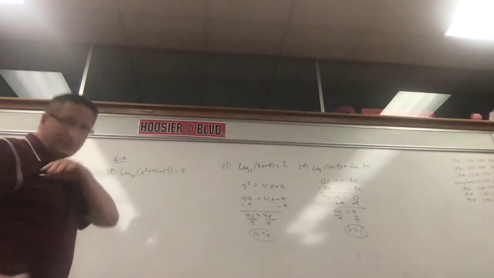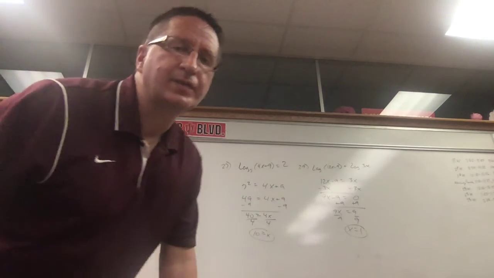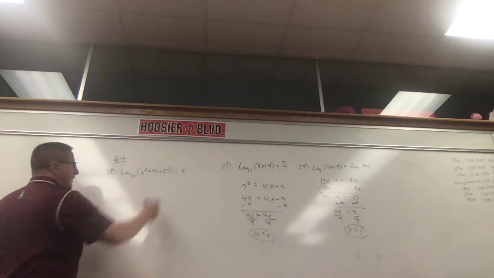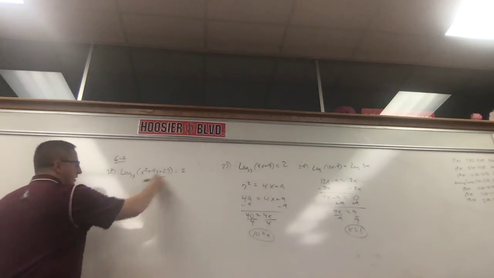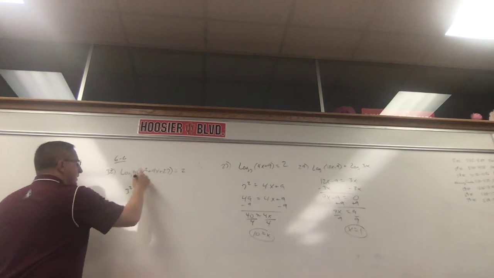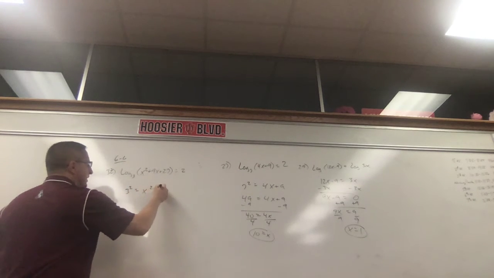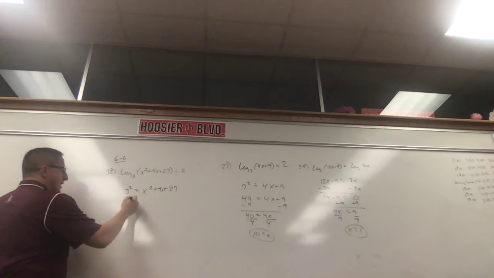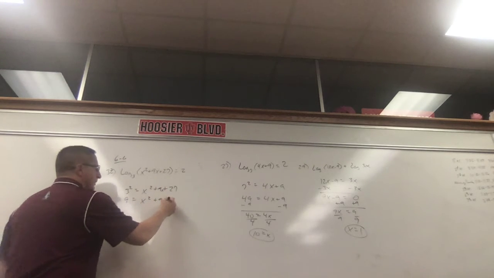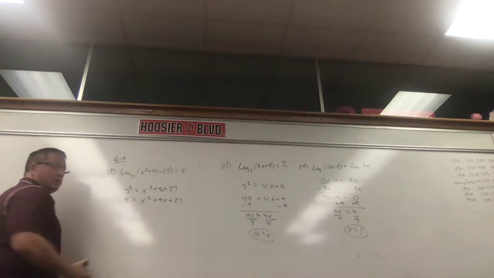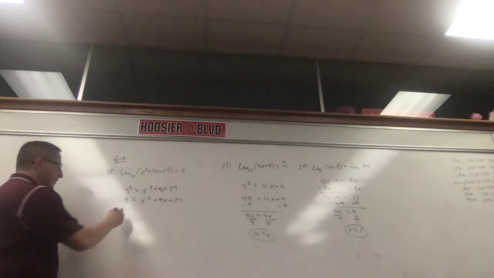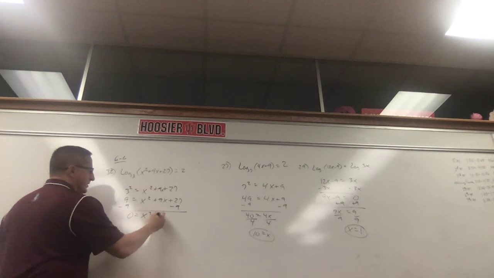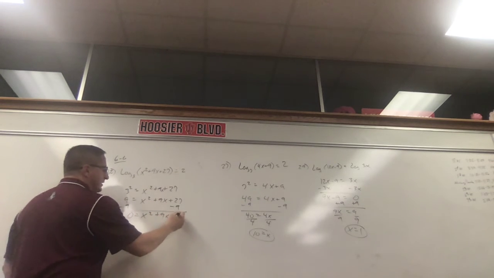And is that base 3? Yes, it is. Okay, so let's rewrite it. We can't just get rid of the log on each side because there's no log over here. Write it without logs. 3 to the power of 2 equals x squared plus 9x plus 27. 3 squared is 9. A little bit of review here. This is a quadratic. Quadratics have to equal 0. Subtract 9 from each side. 0 equals x squared plus 9x plus 18.